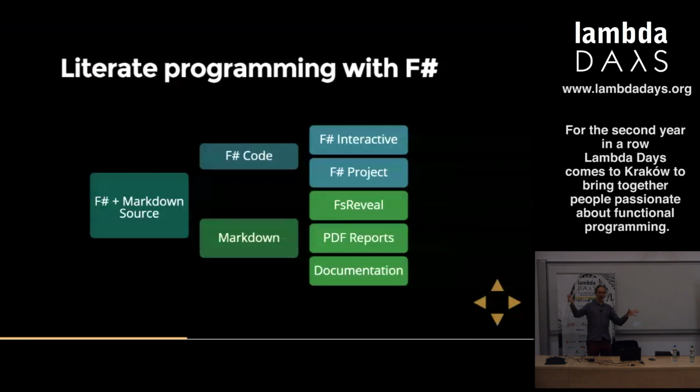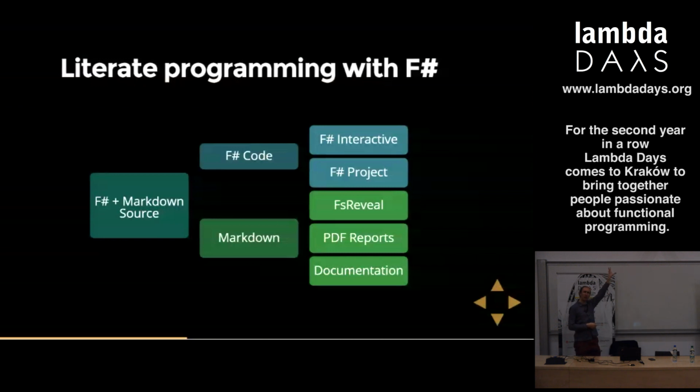So you can write the code as a sort of mix of Markdown and FSharp, and then you can do various things with it. You can focus on the FSharp code, and when you have it, you can run it in FSharp Interactive, so you can edit the code, run it immediately, see what it does, or you can just use this with FSharp projects, and then you'll end up with something that you can compile and run.